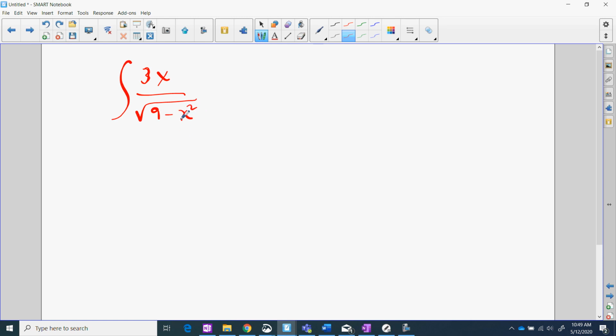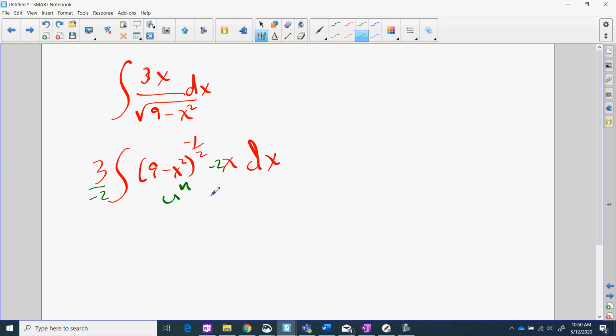I'll put my dx here. This would absolutely work with trig substitution. Guess what? It's also just a chain rule because it's the integral of 9 minus x squared to the negative 1/2. Put your x there, pull your 3 out to the front, and you've got u to a power. The only thing missing is du. So you put your -2 here, put your -2 here, and then you've got u to some exponent multiplied by du. That right there is chain rule.